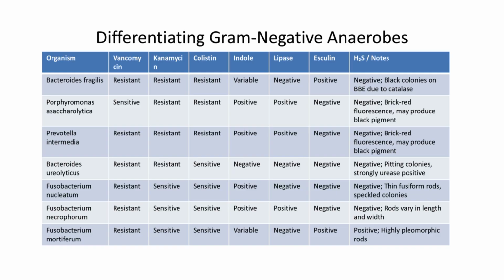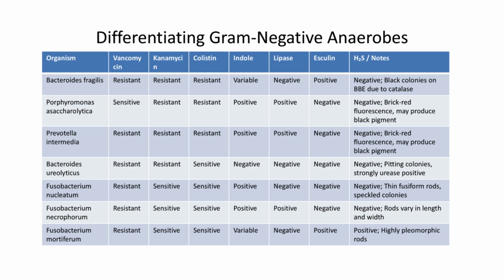Porphyromonas asaccharolytica is sensitive to vancomycin but resistant to both kanamycin and colistin. It is indole positive, lipase positive, but esculin negative and hydrogen sulfide negative. Colonies may fluoresce brick red and sometimes produce black pigment. Prevotella intermedia is resistant to vancomycin, resistant to kanamycin, and resistant to colistin. It is indole positive, lipase positive, esculin negative, and hydrogen sulfide negative. Colonies may also fluoresce brick red and may produce black pigment.